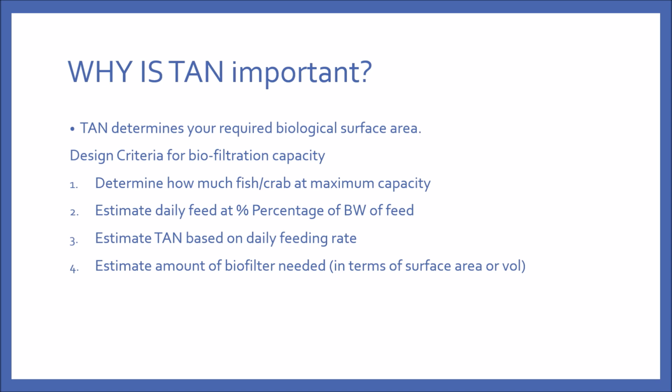Having that objective stated, you then move on to decide how much you have to feed on a daily basis at the maximum capacity. For example, assuming that you have to feed your 1 kilo crab at 10% of its body weight, it means that on a daily basis you have to feed your crab 0.1 kilo, which equates to 100 grams of fish. You use this feeding rate and estimate how much total ammonia nitrogen you will be generating, and then you estimate the amount of biofilters you need.